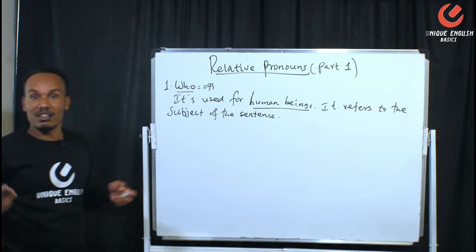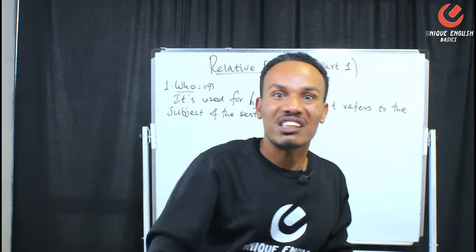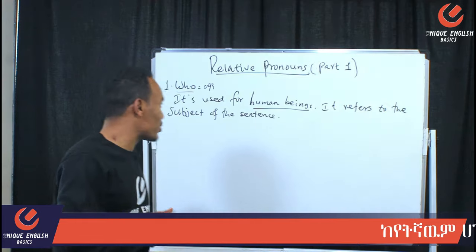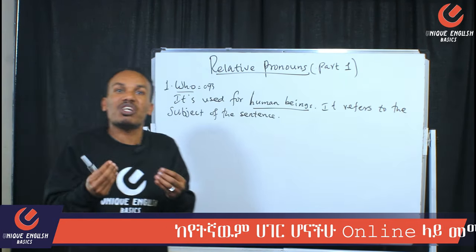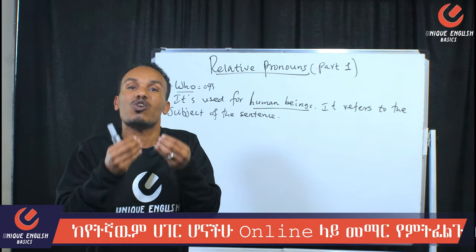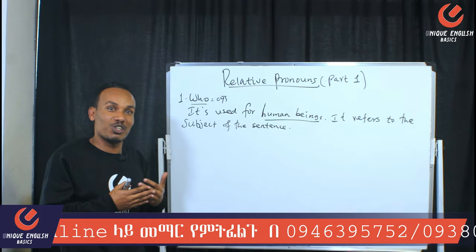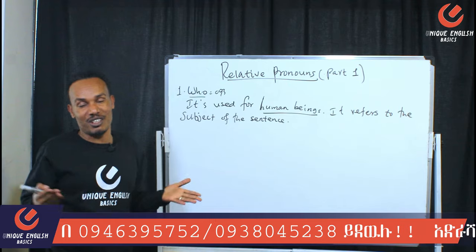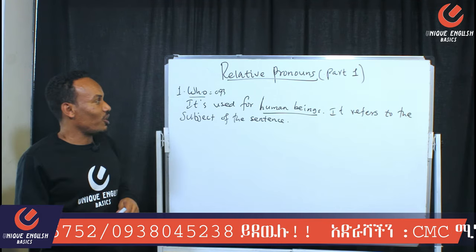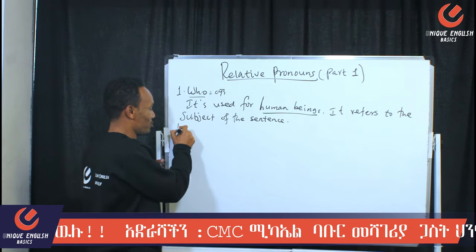It refers to the subject of the sentence, that's very important. So who refers to the subject of the sentence, and it's mostly followed by a verb. Mostly it's followed by what? A verb. Do you understand me? Yes. So can you give me some examples?